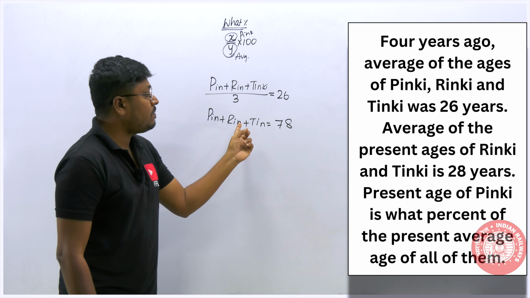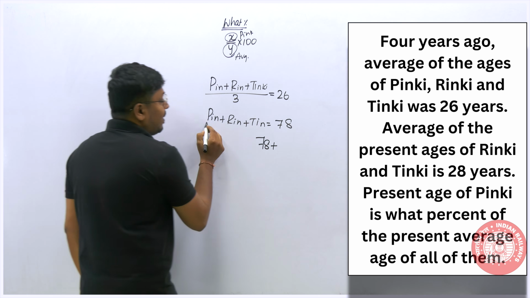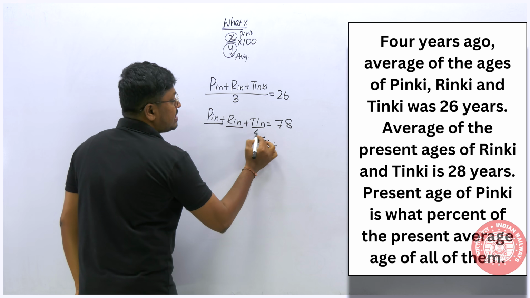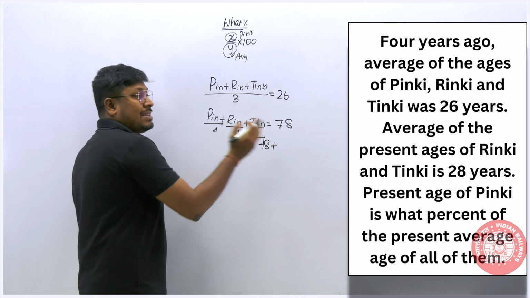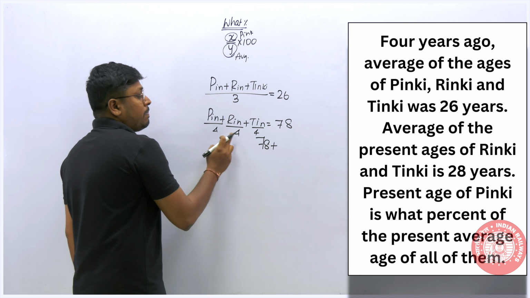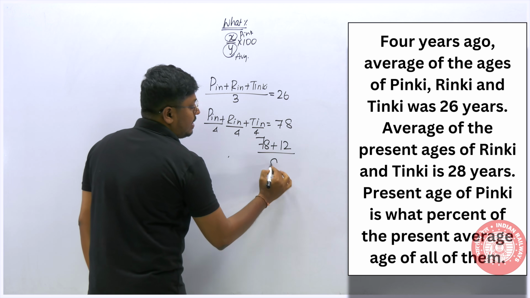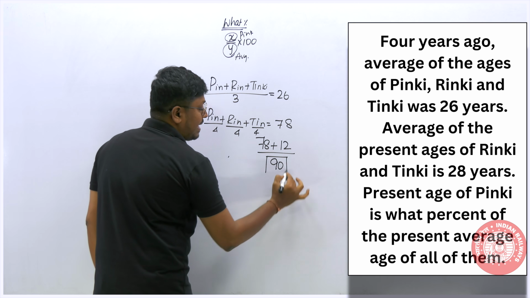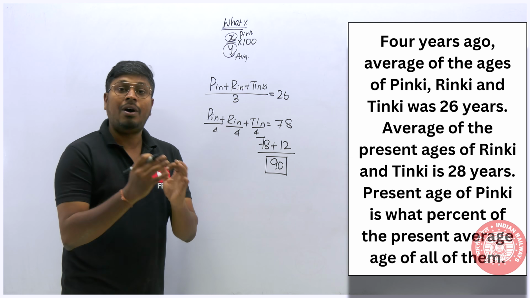But our target is to find their present age. So 78 plus, all the 3 persons' ages will be increased by 4. Right, 4, 4, 4. Only then we can find the present age of all the persons. So 4 plus 4 plus 4 will be 12. When you add 12 here, 78 plus 12, 90. So 90 will be the present age of all the 3 persons.